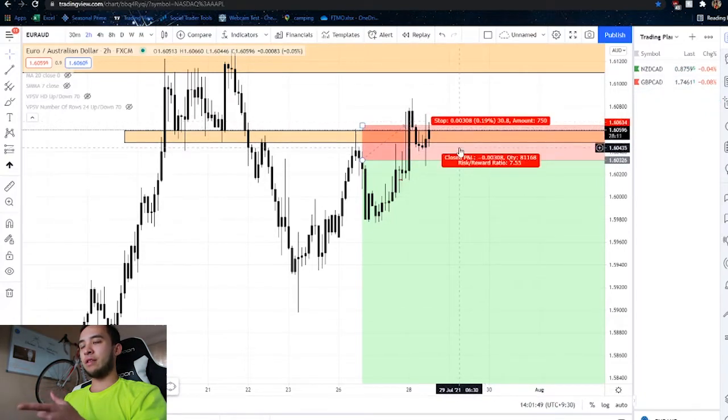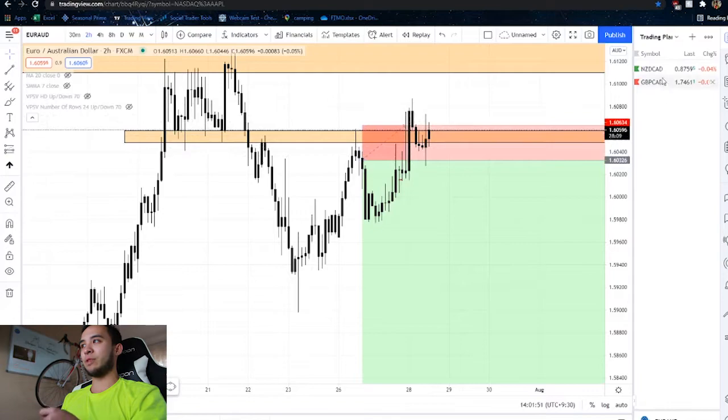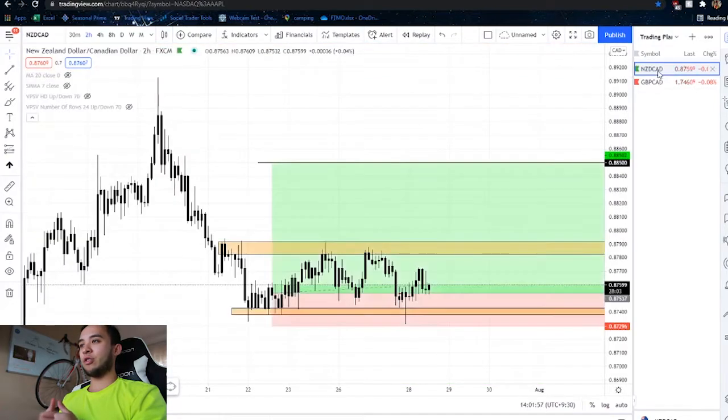I think this one I had 1% risk on this. So over those two trades is a 1.5% loss. That's not too bad. So let's go over the trade which I'm currently in.